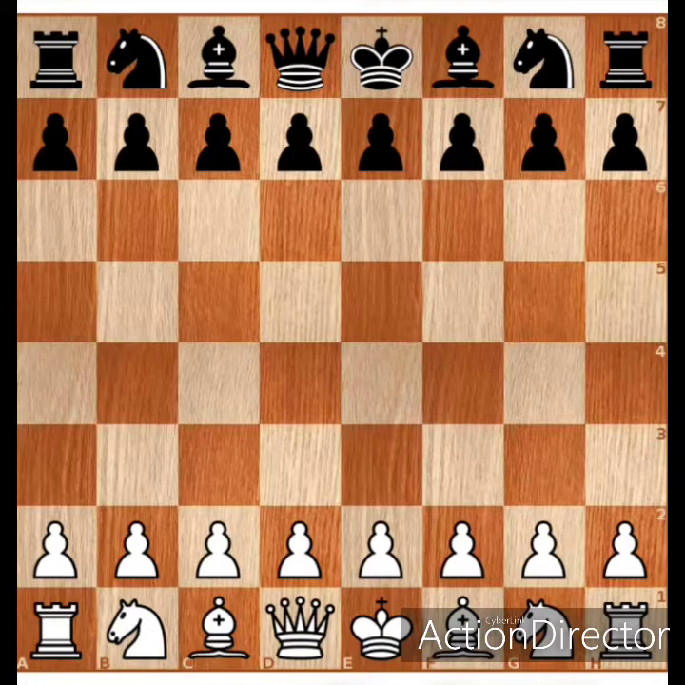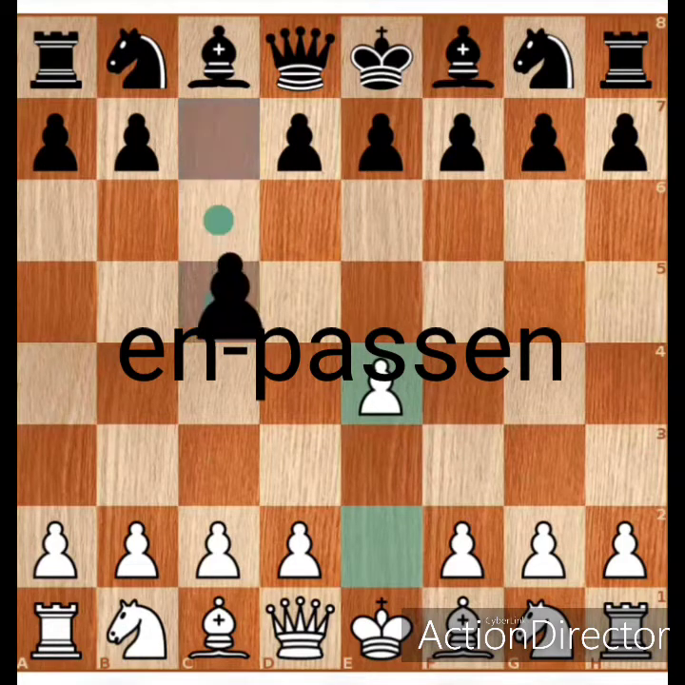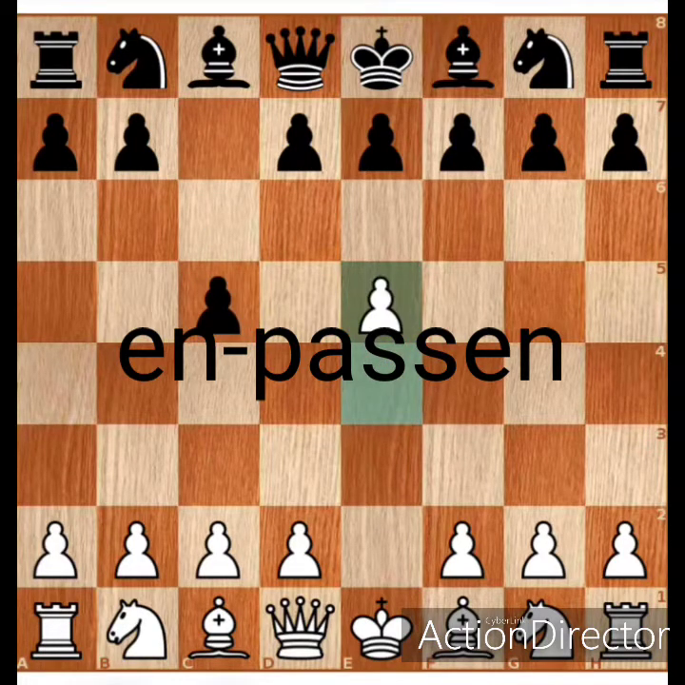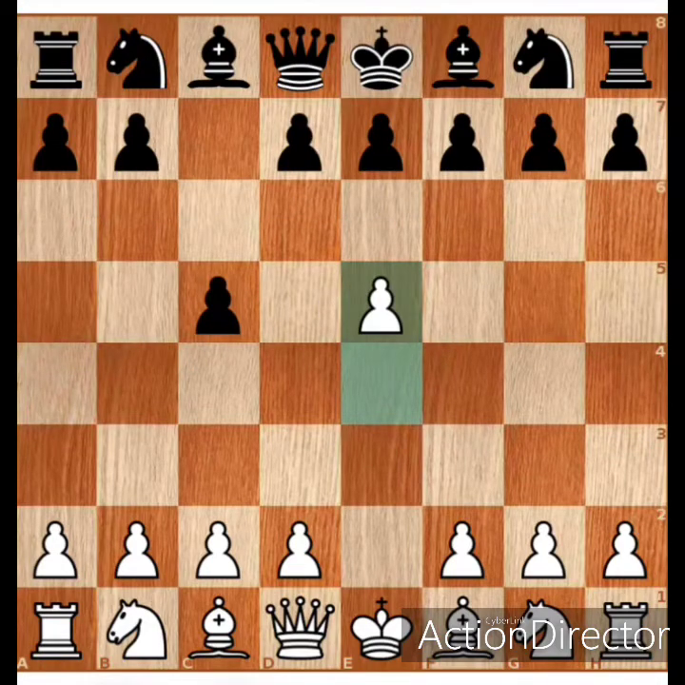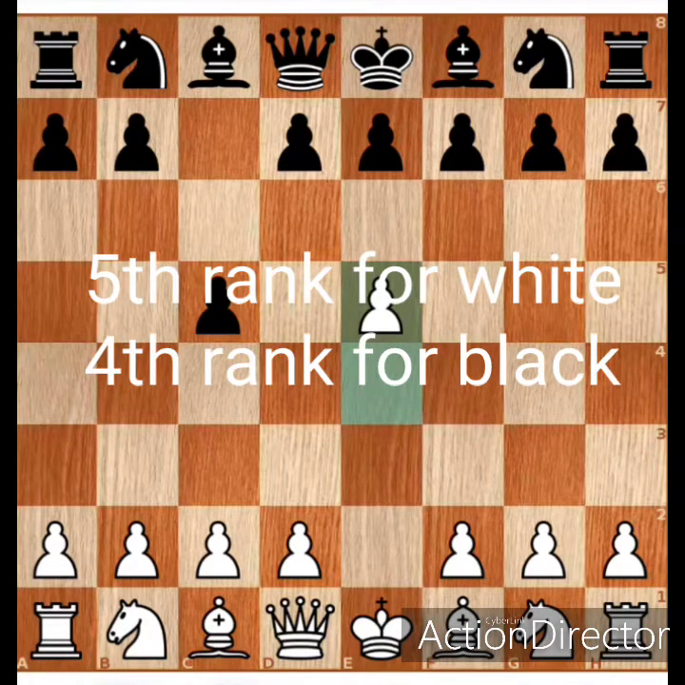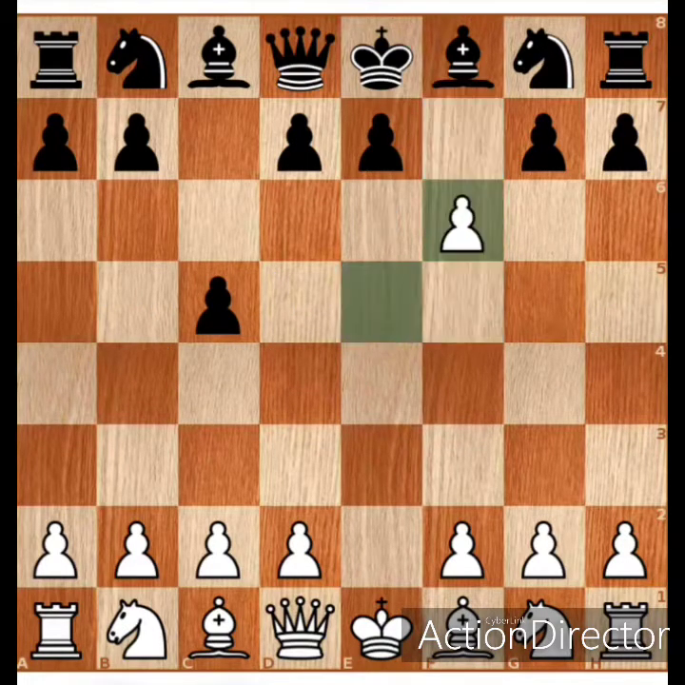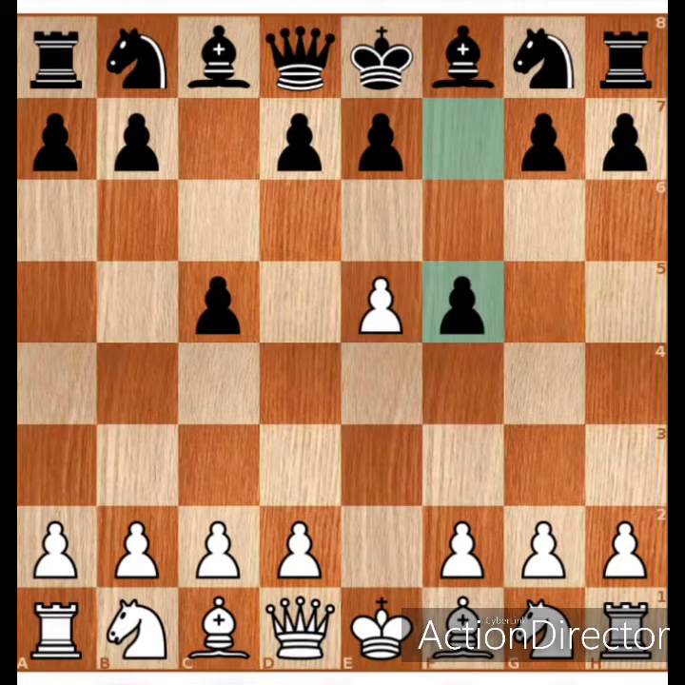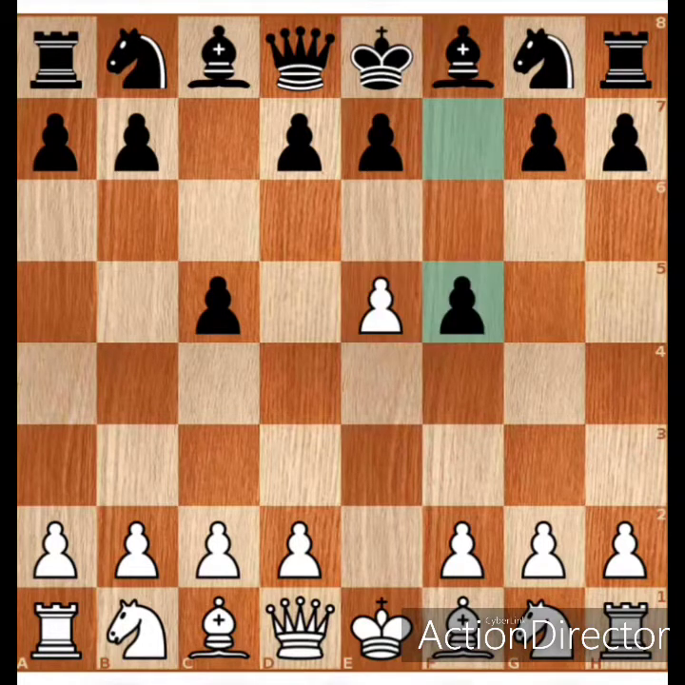Now here is a special rule that is called en passant. The move is like this. Very important: it happens on the fifth rank. A white pawn is marching to the fifth rank, and if black plays this kind of pawn move straight away, then you have a special move that is called en passant. This pawn jumps to this square and captures the pawn. That is called en passant.